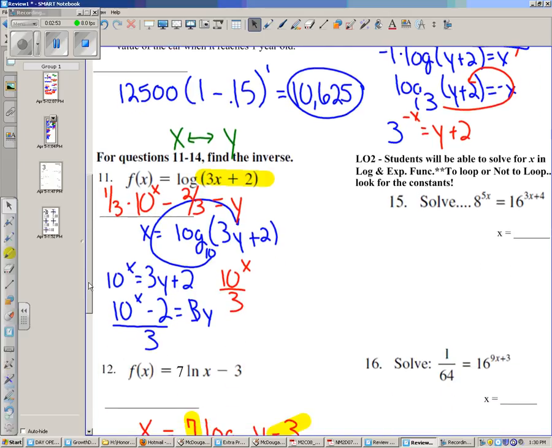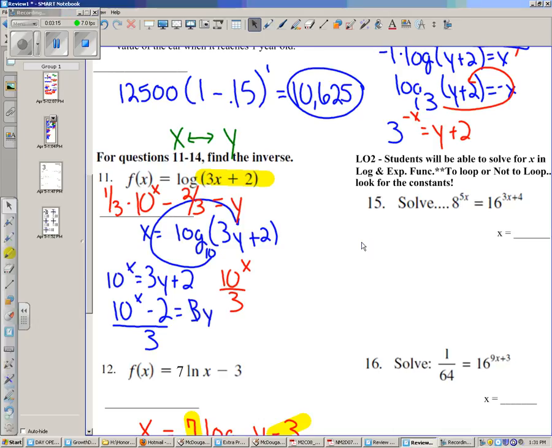So on solving, I'm going to start with 15. The question I want to ask myself is to loop or not to loop. Look for constants. If there's a constant, I loop. If there's not a constant, I won't loop. So on 15, there is not a constant. So what I need to do is get a common base between 8 and 16, which is going to be 2.